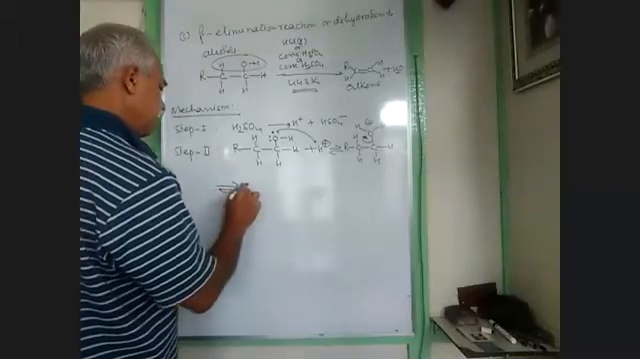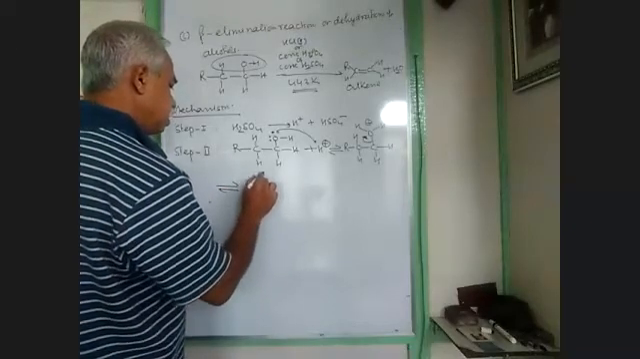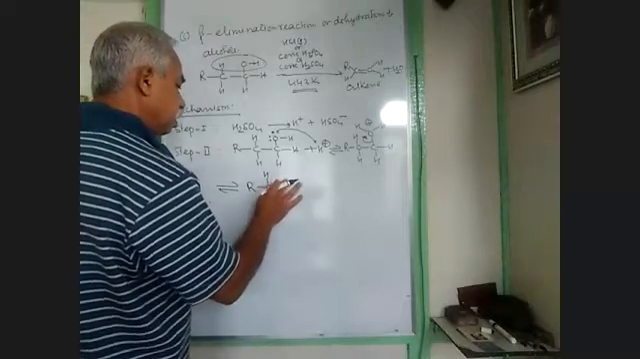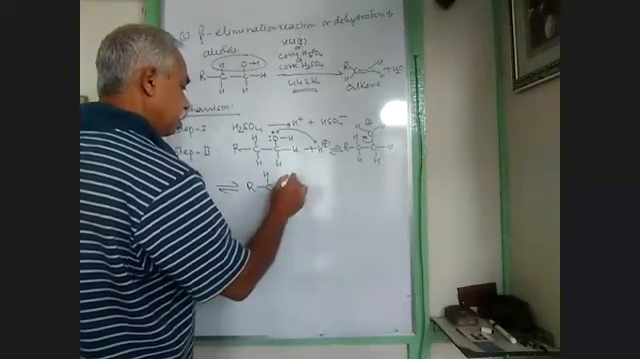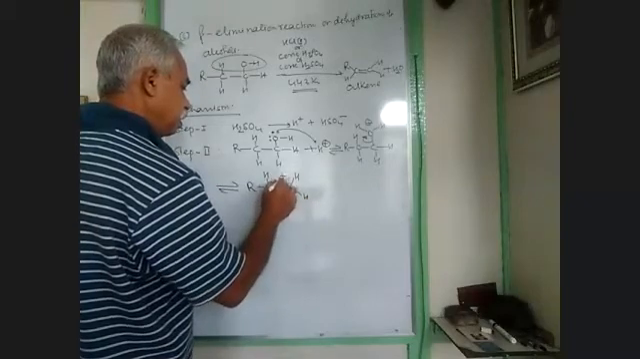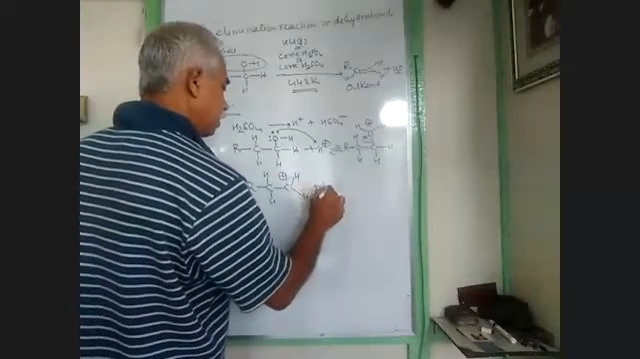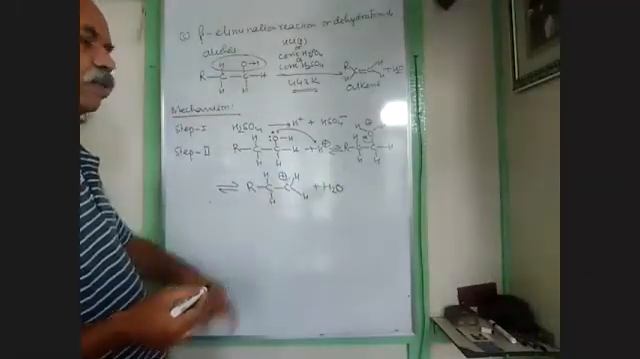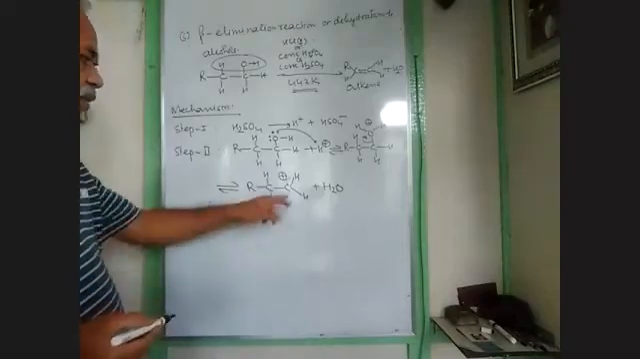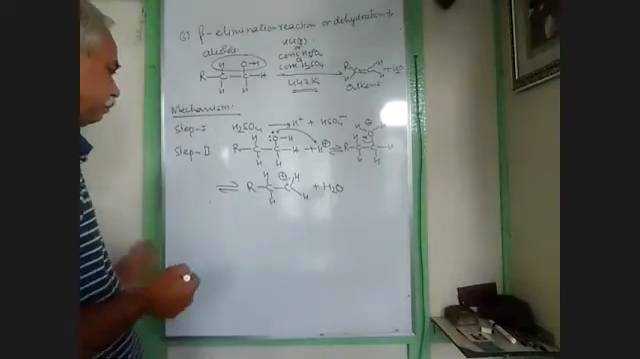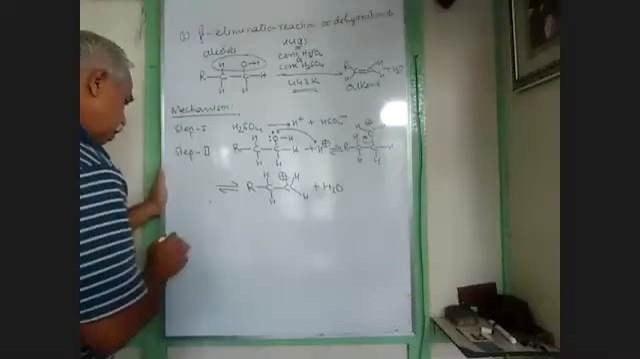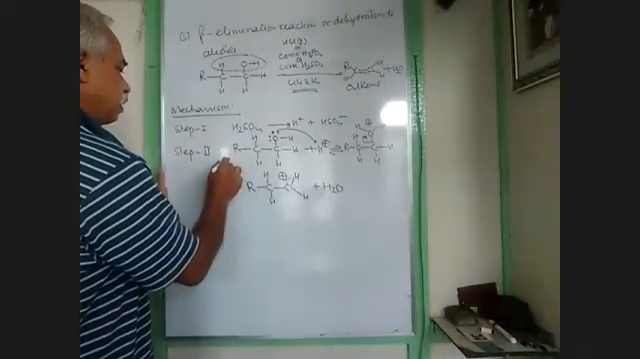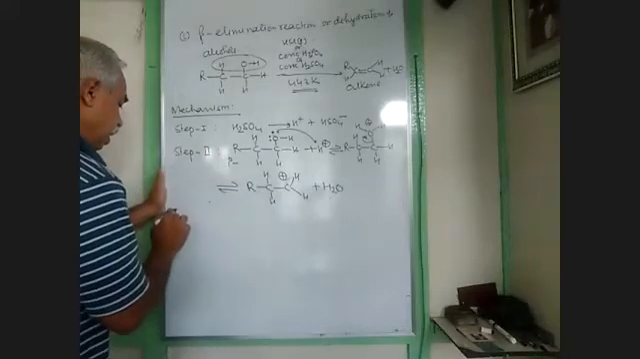So what are you going to get? You will get here R, C, H, C, H, H plus H2O. See, you've got a carbocation. What type of carbocation is it? It is primary, because I've taken a primary alcohol. Okay, this is a primary alcohol. I'll write it here now: primary alcohol. Then step 3.